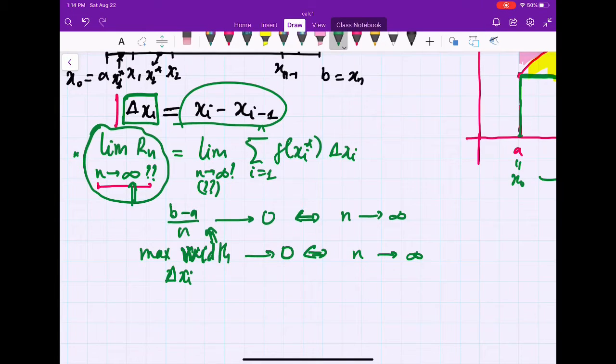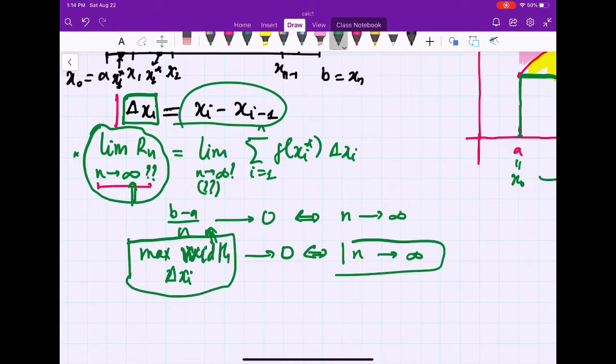Or at least you may say, when you consider some partitions such that the maximum approaches 0, then the limit as n approaches infinity for such partitions will be the limit of the Riemann sum when the maximum width approaches 0. And that will give you the exact area.